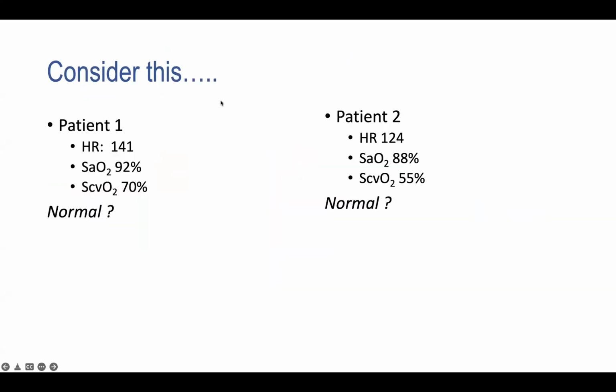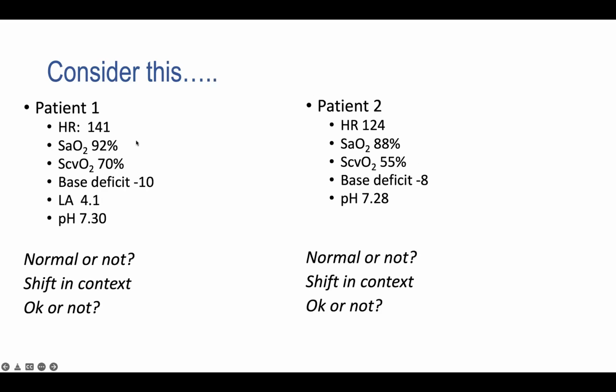So just consider this. Patient number 1, heart rate 141, you're already worried. SaO2's 92%, but his SvO2 is 70. Now you already know you can't answer whether that's normal or not. It looks normal because his SvO2 is 70, but he has a heart rate of 141. Why is that? Patient number 2, heart rate 124, SaO2 is 88, SvO2 is 55. Well, that may be normal because his SaO2 is lower. So you don't really know the answer to either one of these. You've got to have more information.